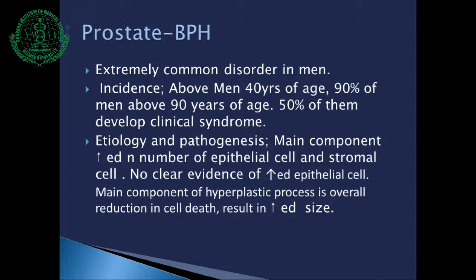In the etiology, the main component is an increase in the epithelial and the stromal components. Both components are increased, and a decrease in cell death will be seen, and there is a proliferation of the stroma, and fibromuscular proliferation will be present.